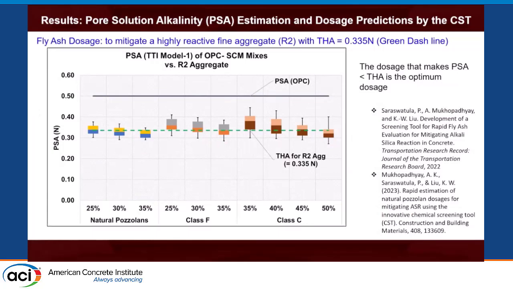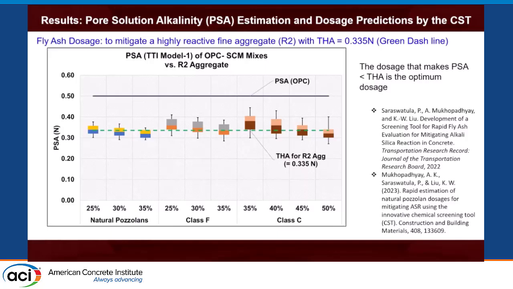See, the y-axis is the pore solution chemistry. X-axis is the different SCM. If you don't add any SCM, the pore solution of the concrete is around 0.5. Now, the moment you add different SCM, pore solution is going to go down, go down, go down. And compare with the green line, the aggregate that I use, which is highly reactive fine aggregate, the threshold is 0.335 normal.